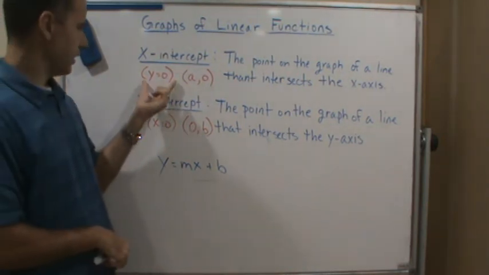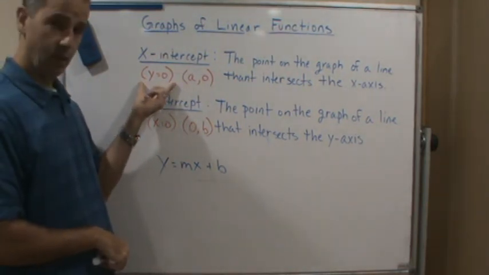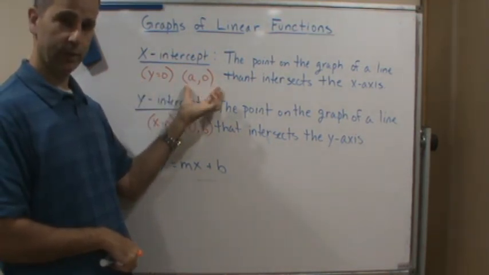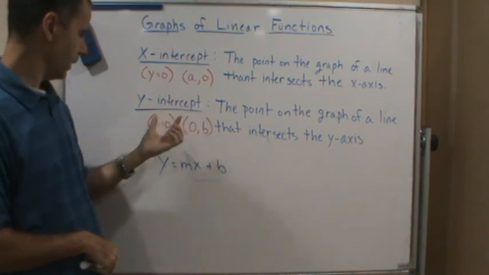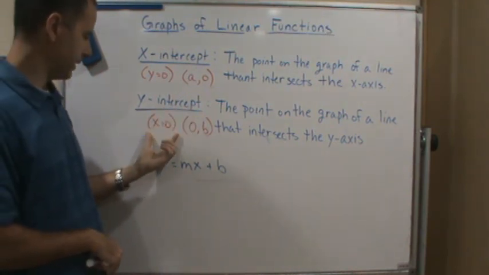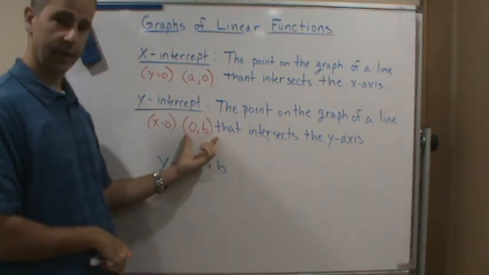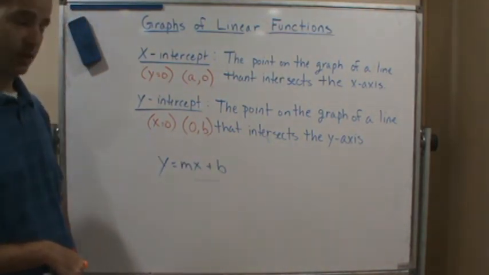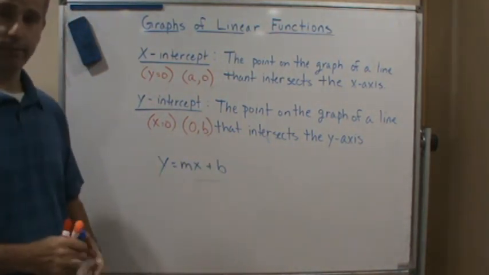So for the x-intercept, you set y equal to 0, and you solve, and you're going to get a point that looks like this. For the y-intercept, you set x equal to 0, and you're going to get a point that looks something like this, and then you can sketch the graph of the line. And that's it.